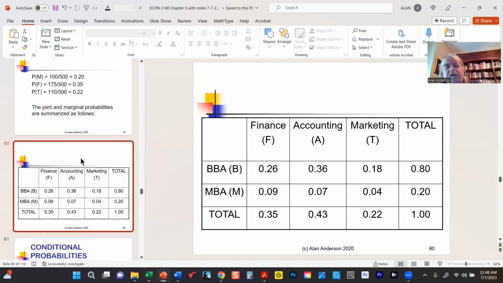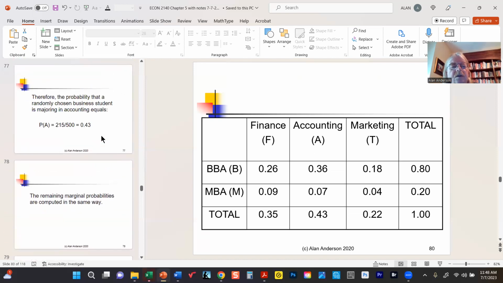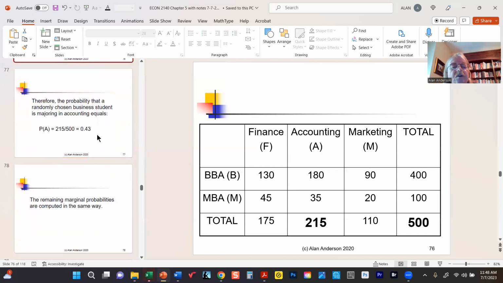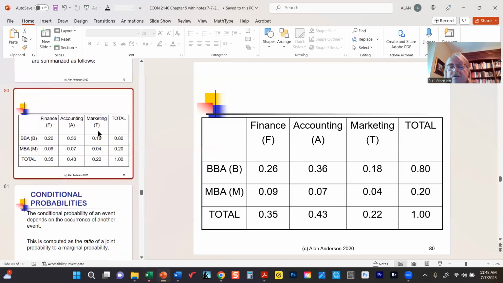I think that you'll find as you go along, though, this version is easier to work with, unless you need to know the individual raw totals. If you're only interested in probabilities, then you're probably better off with this table than this one. It just saves you a little work. Now, if you're the administrator at the school, it may be important that you need to know there's 180 students getting a bachelor's degree in accounting. But if you're just trying to calculate what proportion of the students are getting a bachelor's degree in accounting, this might be good enough, 36%.